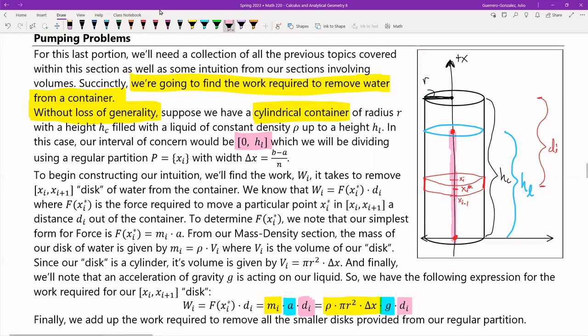In particular, what we're going to be doing is the same argument as we've been doing in the past. We're going to grab all of these W_i's and add them up, and whatever that summation is, that's going to be the work to empty out all of the water, or all of the liquid, from this container.